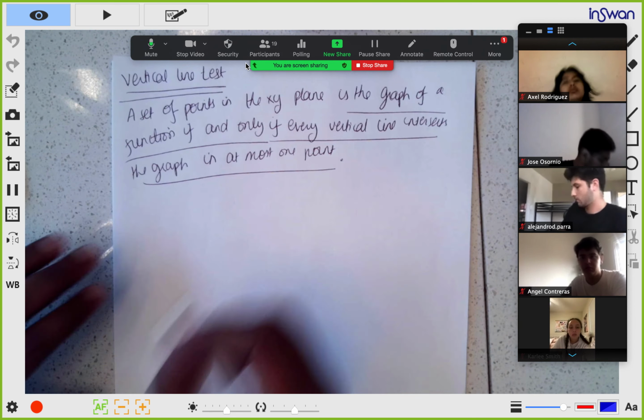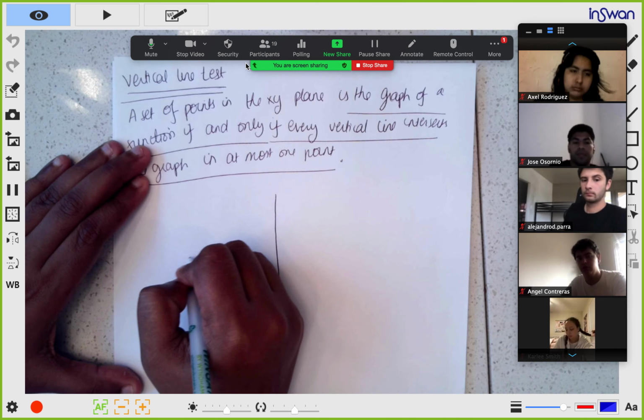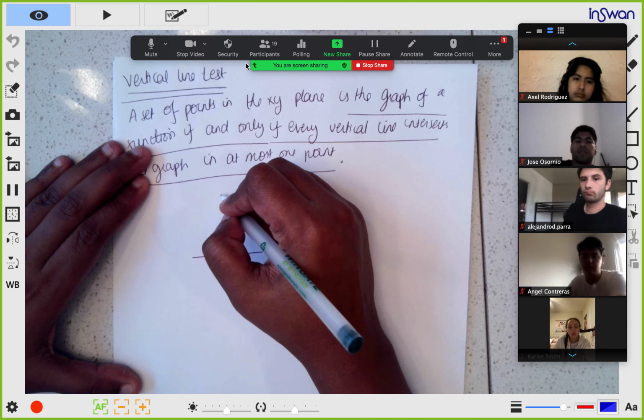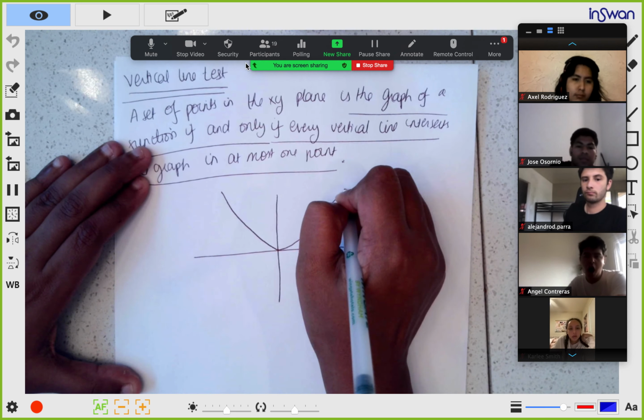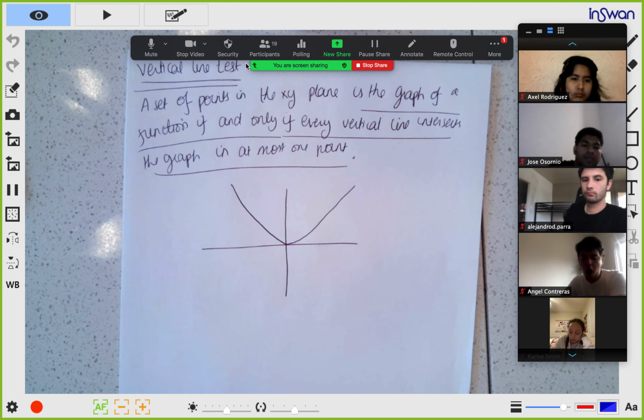I have this graph. I give you this graph, and my graph looks like this. This is the graph I've given to you. Tell me, by applying the vertical line test, whether this thing is a function or not. What you're going to do is start drawing vertical lines.